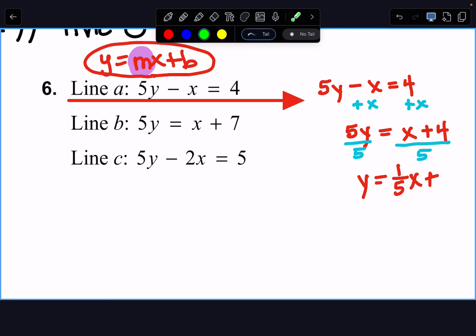Plus 4/5. Luckily, we don't have to graph this. I really don't want to graph it because the y-intercept is 4/5. Okay. All right, so there's line A.